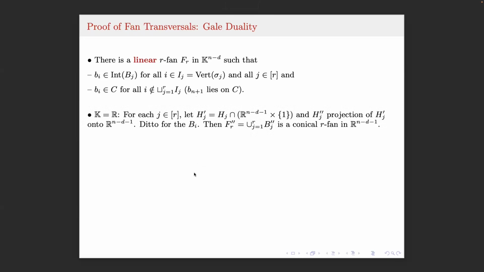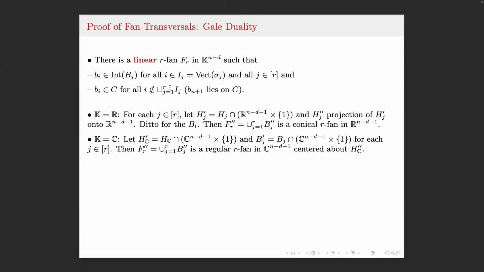I'm not going to go into the details of this, but what we do is, for each j, look at the intersection of the hyperplane hj with the height 1 plane. This gives me a hyperplane inside of this space, Rn minus d minus 1 cross 1. Then I project it back down to where I should be, which is Rn minus d minus 1. I do likewise the same thing for the blades, and then I get a conical R fan in Rn minus d minus 1. If we look at B1 through Bn, those are all in the fan, and they're all at height 1. So x1 through xn are down below, on my fan. On the other hand, the dummy point is not.